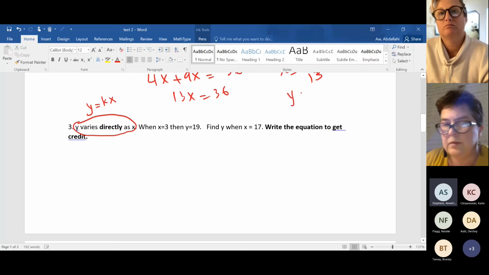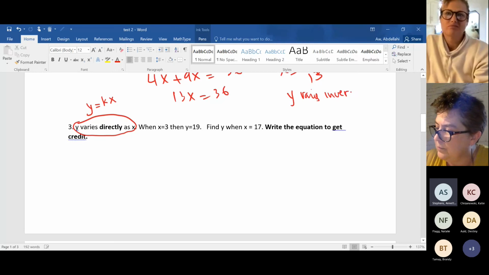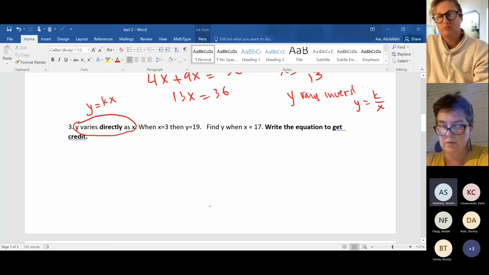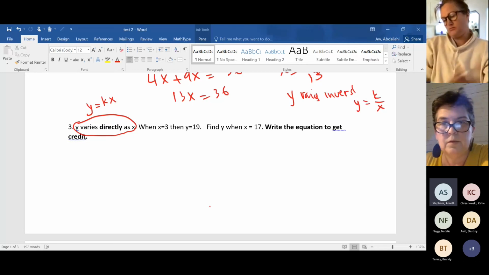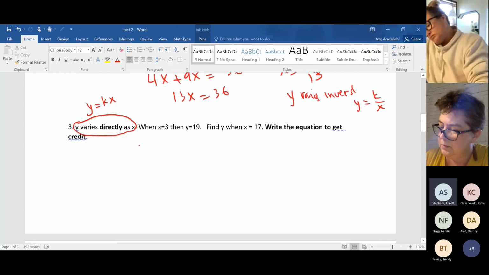When we say y varies inversely, when we use the word inversely, then it's going to be y equals k divided by x, right? When we say y varies directly, it is k times x. y varies inversely is k divided by x. So my equation is y equals kx.